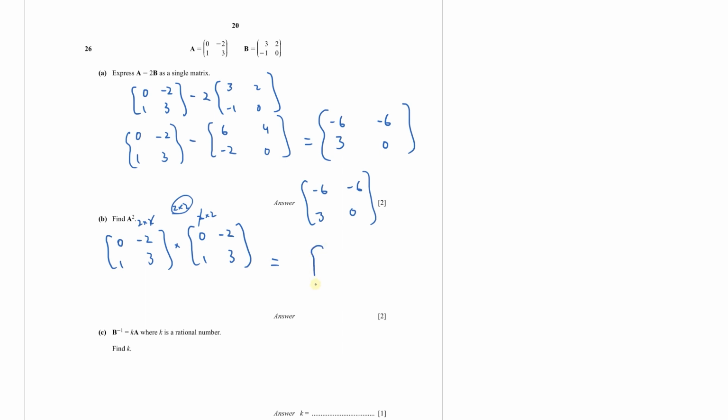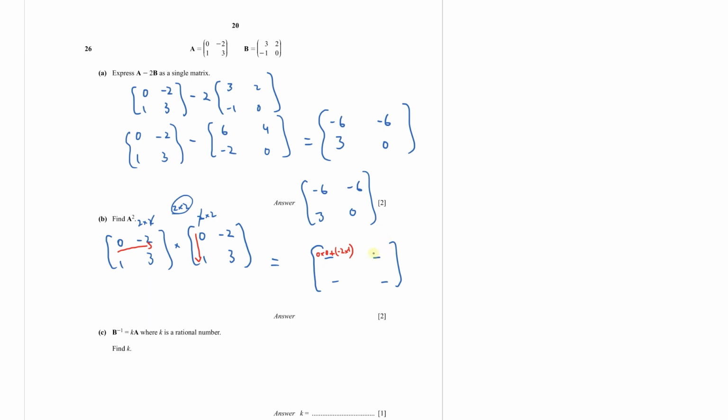So let's start multiplying. Since you will get a 2 by 2 matrix, 2 rows and 2 columns. To get the element in the first row and the first column, you will multiply the first row with the first column. First element of the row multiplied by the first element of the column, which is 0 times 0. So this will be 0 times 0 plus, what is the second element of the row? Minus 2 times the second element of the column, 1. So this will be minus 2 times 1.